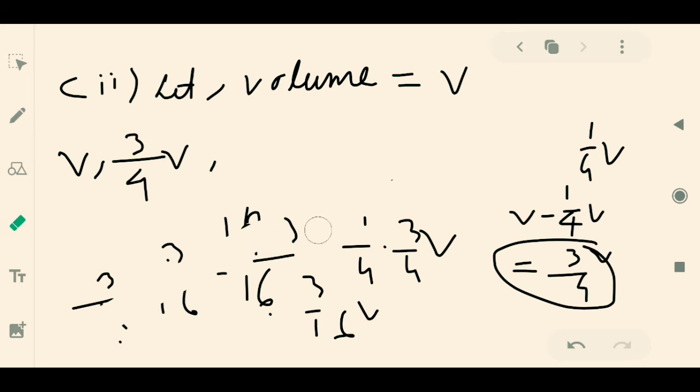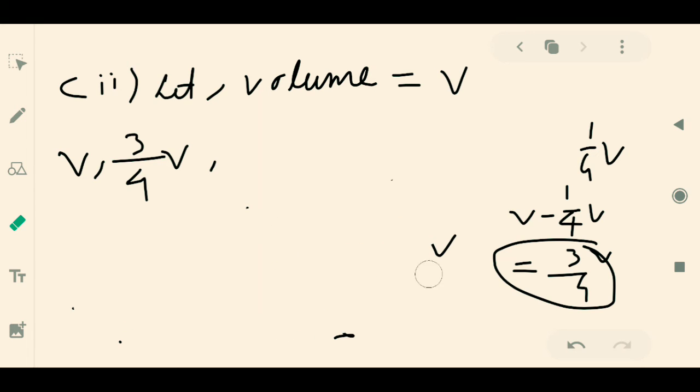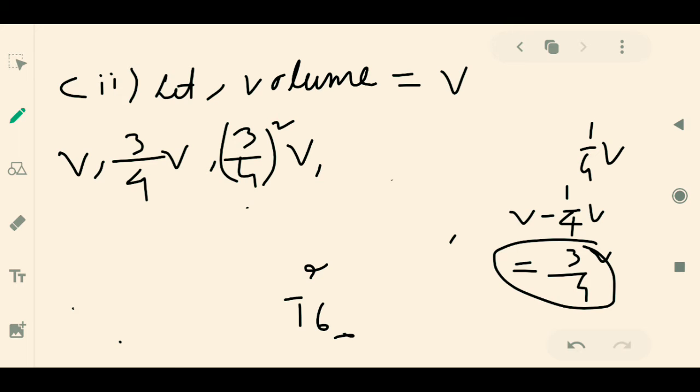9/16 will be there. So 9/16 means we are getting it by subtracting 9/16. So 9/16 we can write as (3/4) whole square. Then now 9/16 is there, and 1/4 of that is again taken out. That is 1/4 into 9/16, and it will be 9/64.